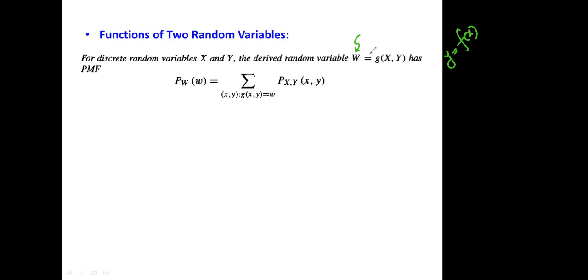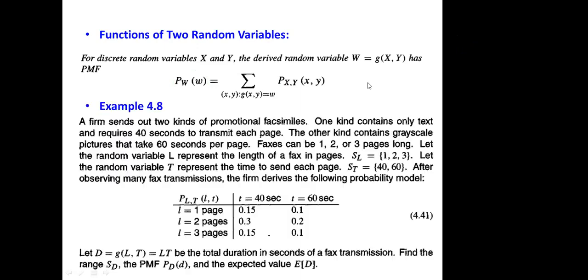So the same thing is here as well. This w is a function of two random variables x and y, and the PDF of w will be the summation of those xy which are mapped in this g of xy. So I will take those probabilities which are in this w. Let's see an example, then it will be more clear. At first you read it. Example 4.8, you read it first.